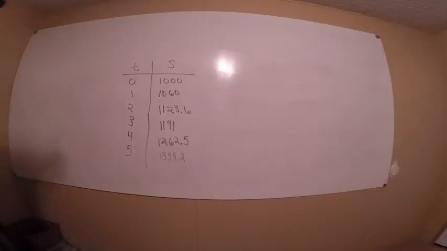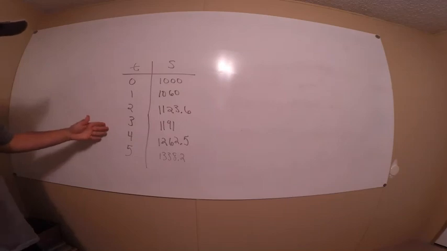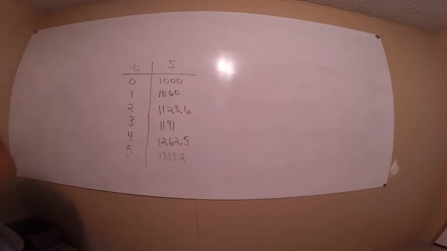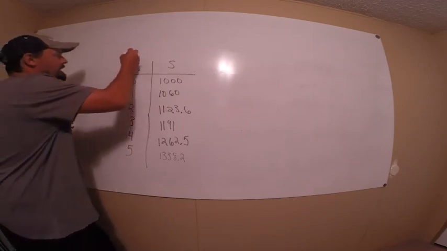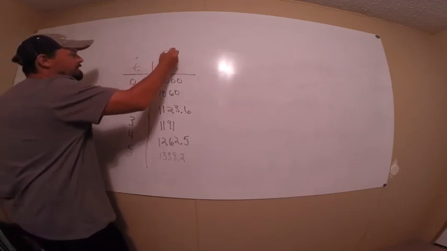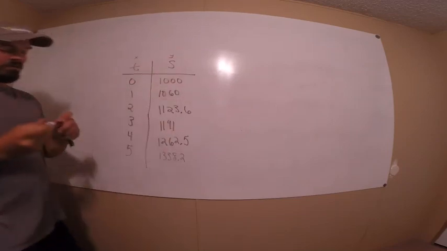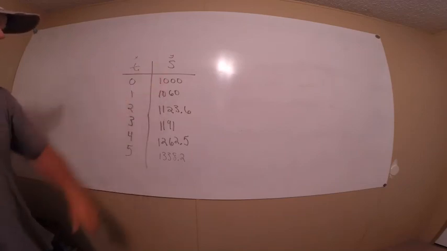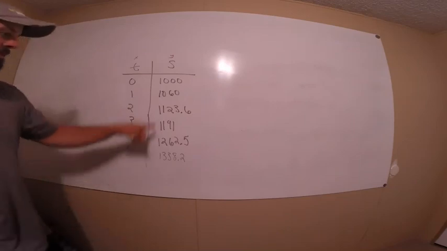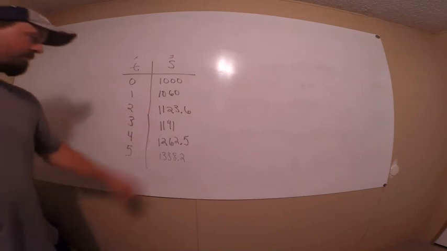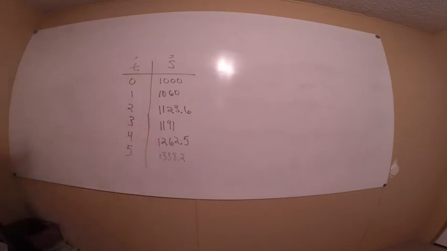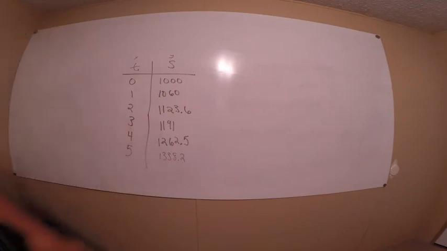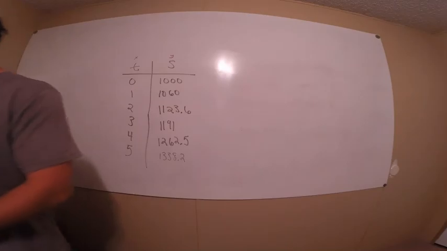So here is the table. I just copied it straight from the calculator. The only difference here is that we're using an S and a T. So the x that we pull from the table is your t, the y is your S. The value for 0 was 1,000, for 1 it was 1060, for 2 it was 1123.6, for 3 it was 1191, 4 it was 1262.5, and 5 it was 1338.2. So that should be pretty simple and straightforward.